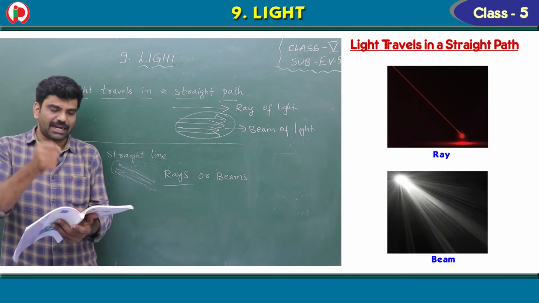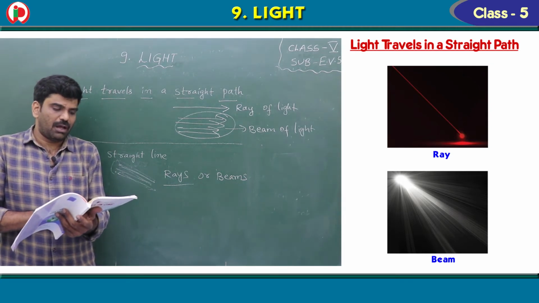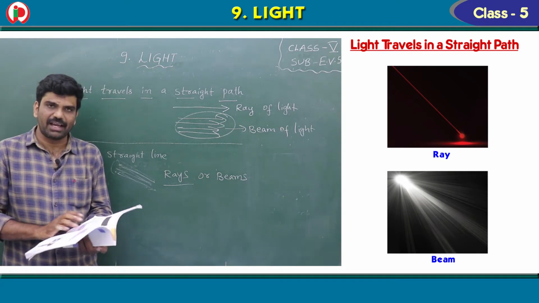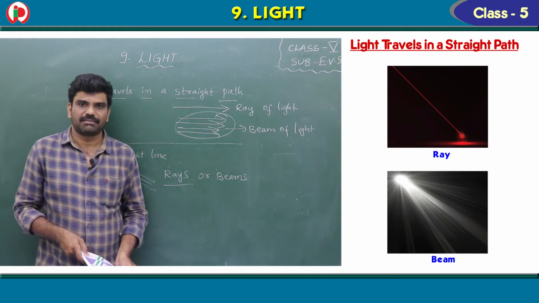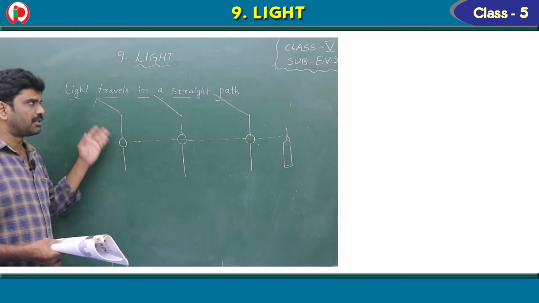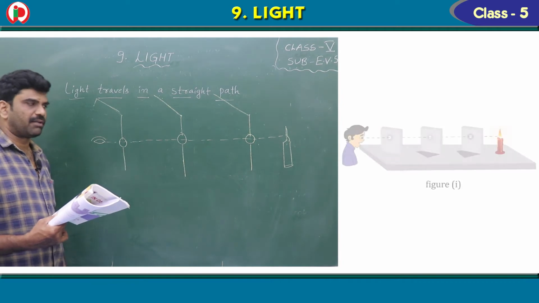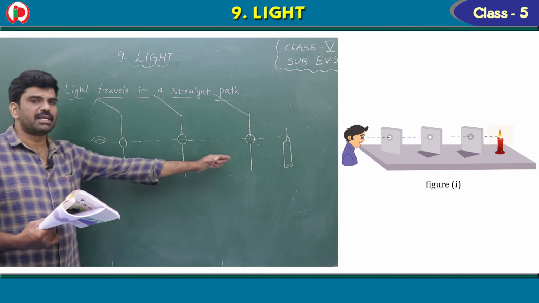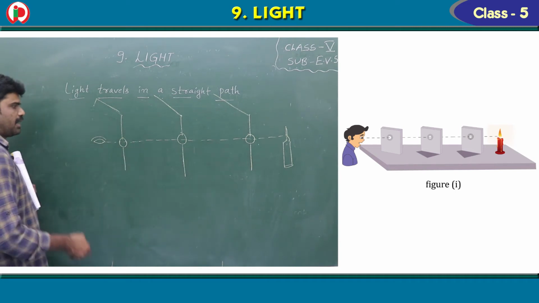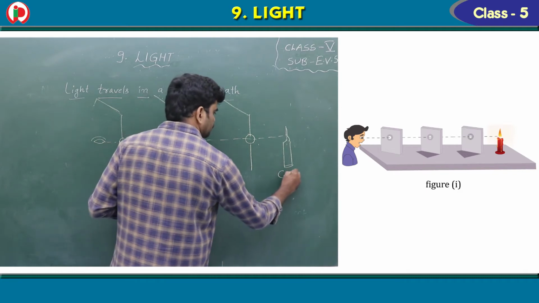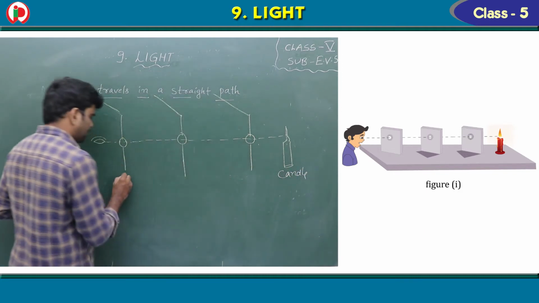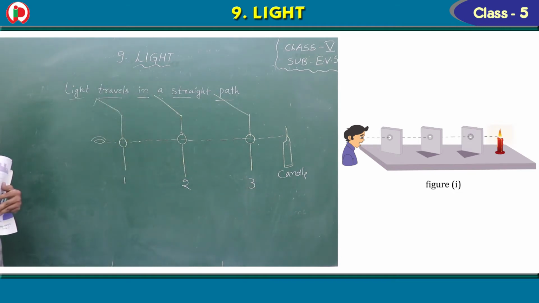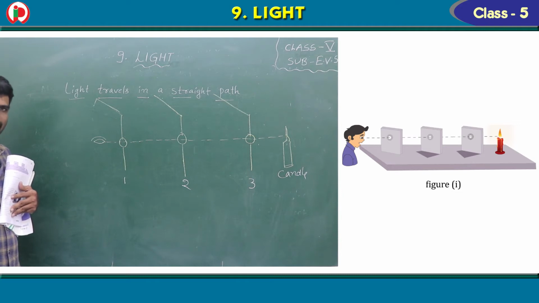Let's do one activity. Let's do another activity to see that light travels in a straight line. Now let us see that activity. For this, the materials required are a candle and 3 pieces of cardboard of the same size. So this is a candle, children, and this is the first cardboard, second cardboard and third cardboard.